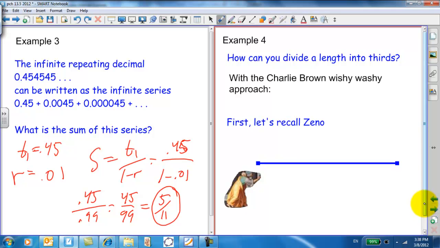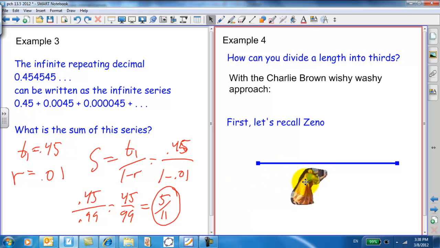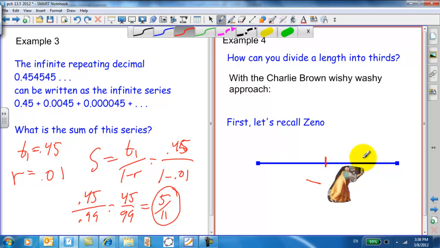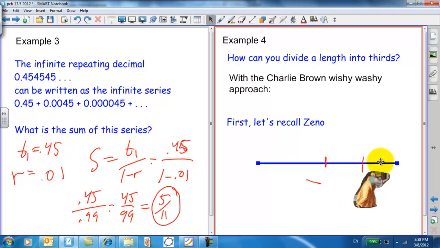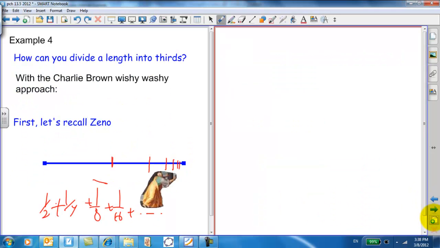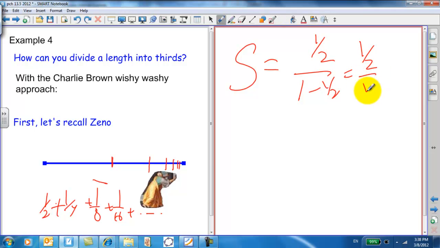Now, how can you divide a length into thirds? Well, this is something called the Charlie Brown wishy-washy approach. First, let's recall Zeno. Remember what Zeno had to do? He was trying to show that you can't get to the other end of the room because you have to keep on cutting your distance in half. So first he cuts it in half here. We get up to about there. It's easy to cut things in half. And then he cuts in half again. So we're about there. And then you cut in half again. So you're about there, and so forth. And all those sums, a half plus a fourth plus an eighth plus a sixteenth plus dot dot dot, add up to, well, we can use our formula, right? It's an infinite sum. The first term is a half. The common ratio is a half. You get a half over a half. That equals 1.